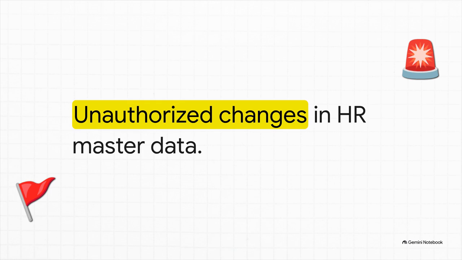Look at this highlight. Unauthorized changes in HR master data. This is a glaring, blaring siren. If an auditor notices that employee bank account numbers in the master data are being changed on a Saturday night by a user account that has no business being in there, that is a stark indicator of potential internal fraud. You drop what you're doing and investigate that immediately.